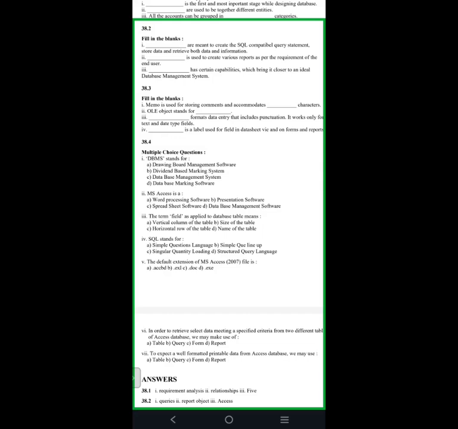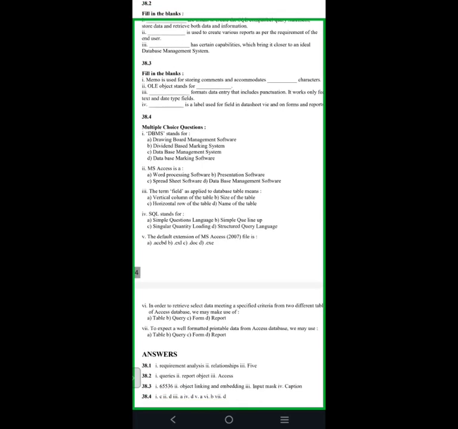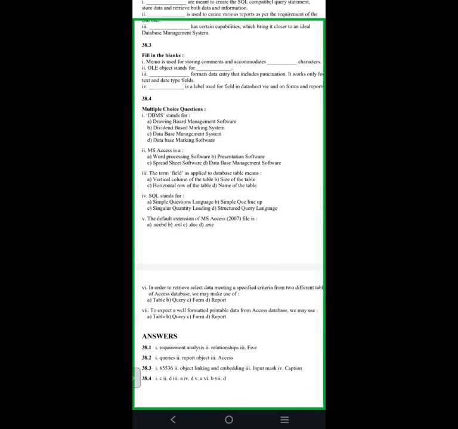Dash has certain capabilities which bring it closer to an ideal database management system. Access. Memo is used for storing comments and accommodates dash characters. 65536 characters ഉണ്ടാവും. OLE objects stand for object linking and embedding. Dash formats data entry that includes punctuation. It works only for text and data type words. Input mask. Dash is a label used for a field in the datasheet and on forms and reports. Caption.